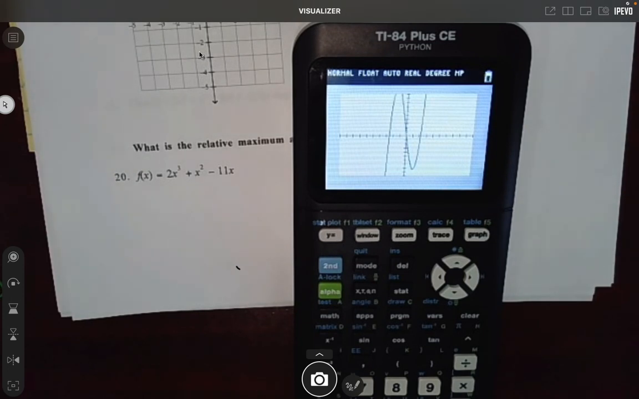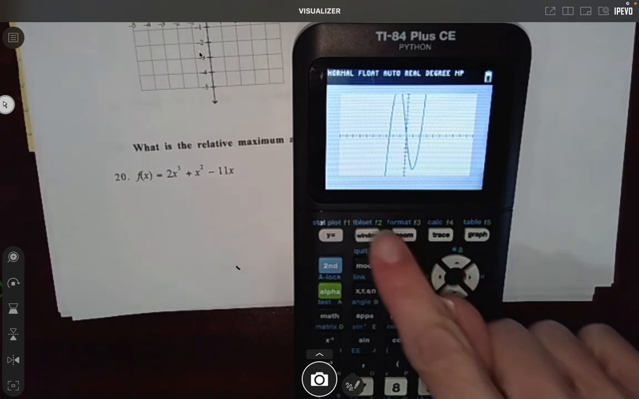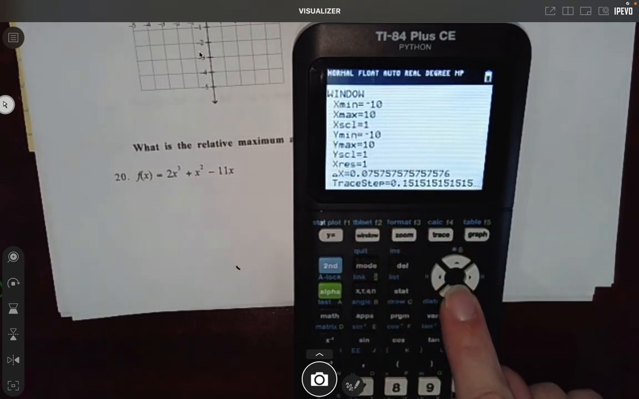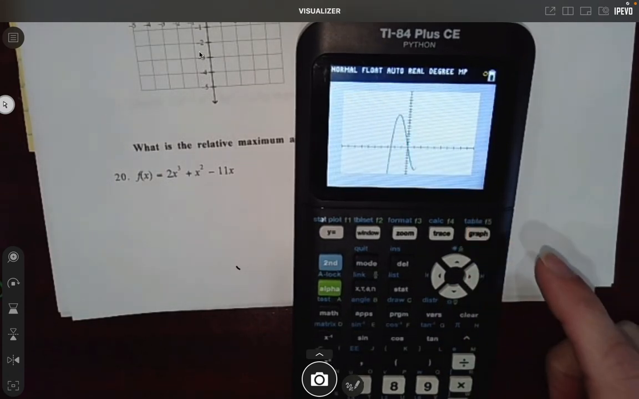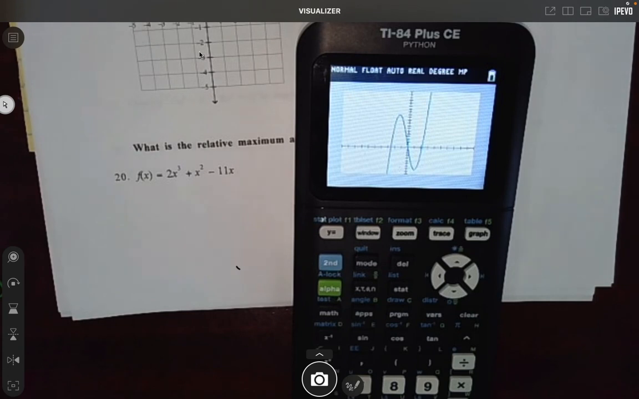I can't quite see my maximum, so I need to go up a little bit. So I'm going to go to my window. I don't know. I'm thinking 20 may work. Let's see. Did I go up enough? I did. Is everybody good with that? Now, let's find the max, and then we'll go to the right and find the min.